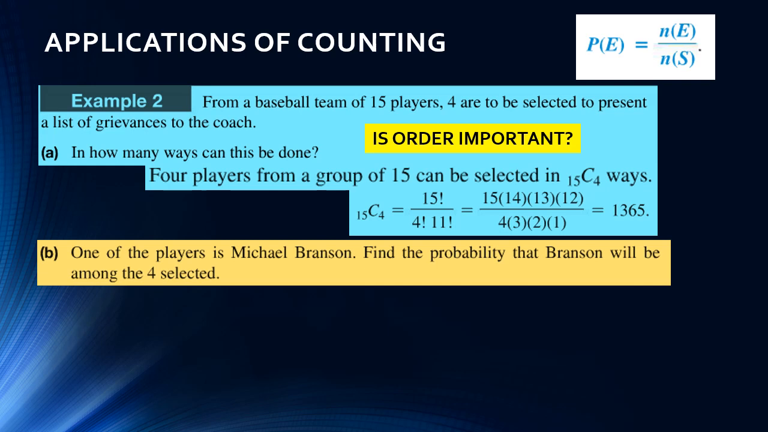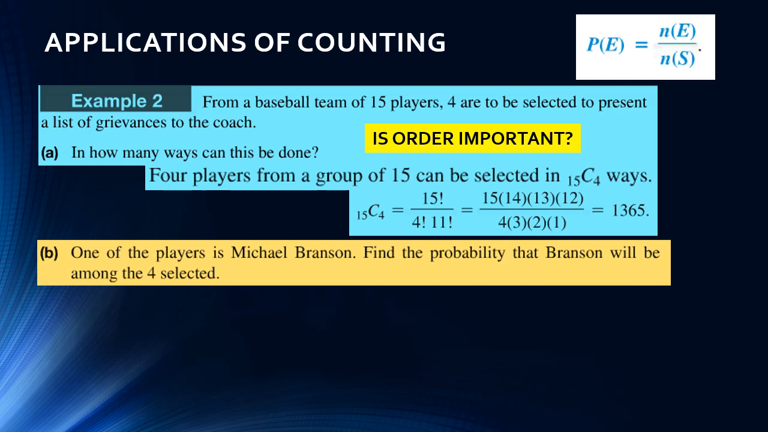Now we're looking for a probability. And this is where it gets more confusing, and this is why it really helps me to use the hangman method that I've been talking about. One of the players is Michael Branson. Find the probability that Branson will be among the 4 selected.